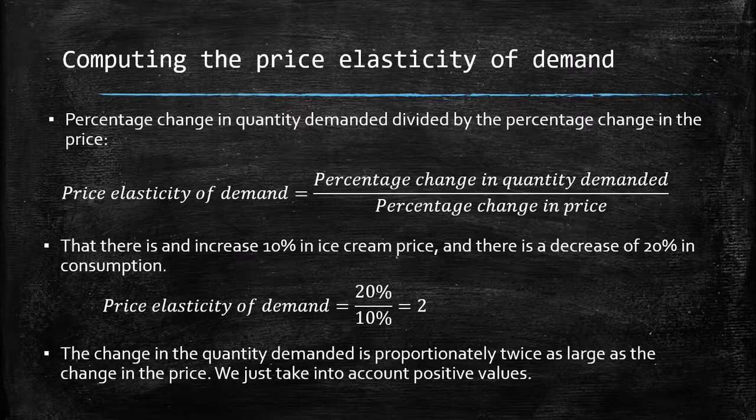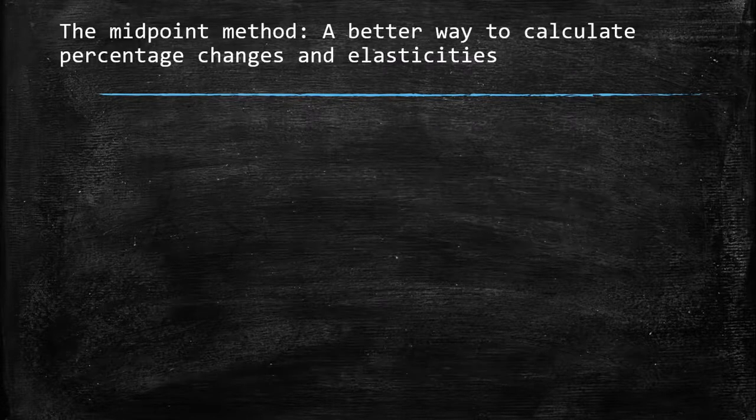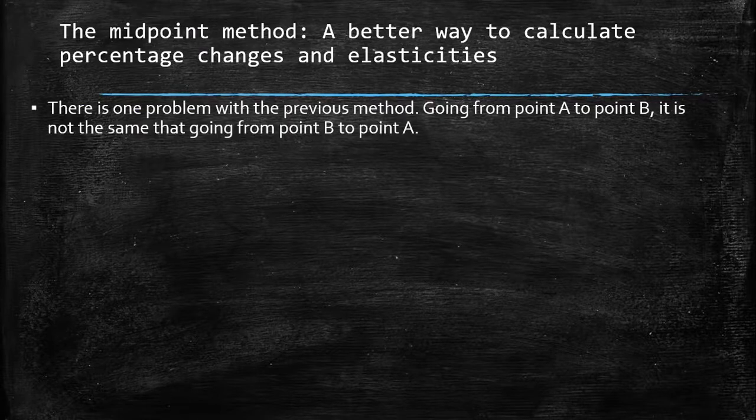Okay, this is what we call absolute values, because we are just going to use the value which is given. It doesn't matter if we go to -1. So if you see here now, the midpoint method is a better way to calculate percentage changes and elasticities. Why? Because there is a problem with the previous method.